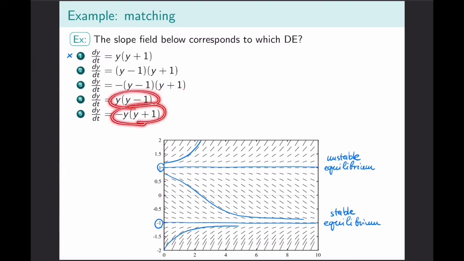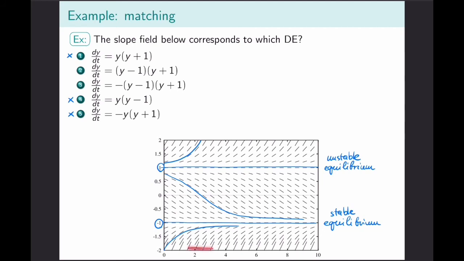Whereas for the other two, I'm going to get y equals 0 as the steady state, which is not the case in this particular slope field. So these two differential equations are out. Now, how do I decide between these two? They have the same steady states, so I can draw a phase diagram to decide which one is stable and which one is not, but we can even do something a little bit quicker.